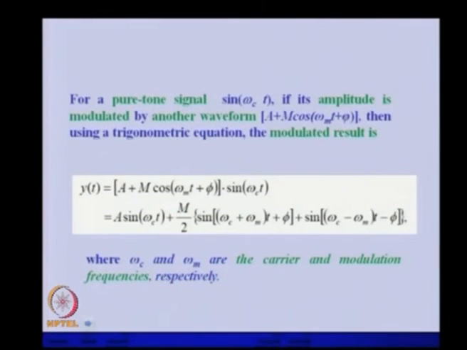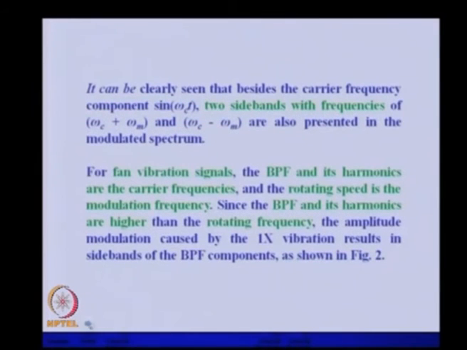So, for a pure tone signal, that is, let us say there is a signal sin omega t, if its amplitude is modulated by another waveform like this, then using trigonometric equations we can see that there will be not only the carrier, but the addition and subtraction of these two frequencies will take place. So, here, as we have explained earlier also, omega c is the carrier frequency and omega m is the modulation frequency. So, we can see these sidebands in such a system.